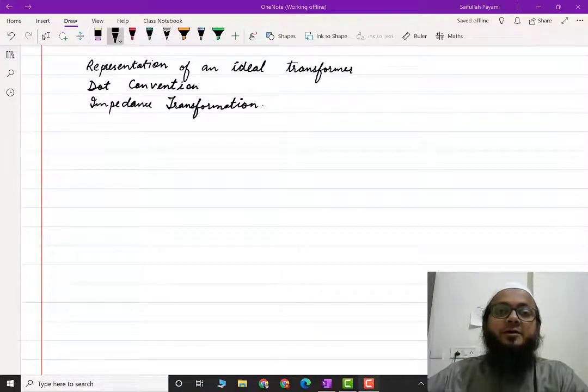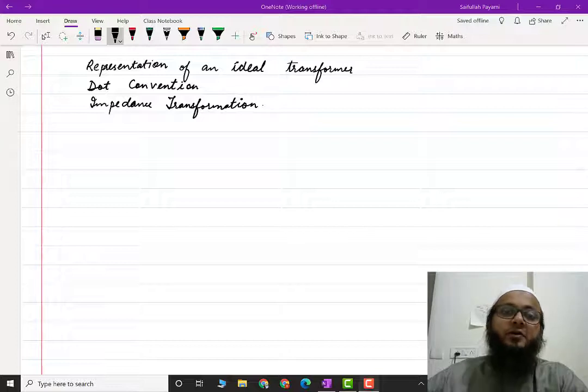Hello everybody. Till now we have discussed the importance of various types of transformers and their applications. Then we talked about the construction of a transformer, where we covered core type and shell type transformers. And then we talked about the working principle of a transformer, like how the voltage is induced in the secondary winding based on Faraday's law.